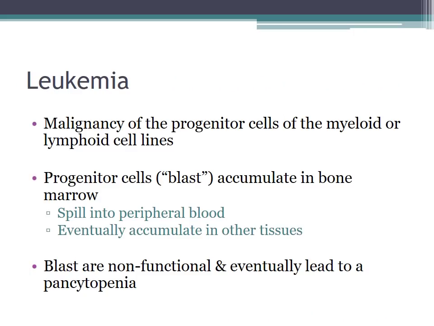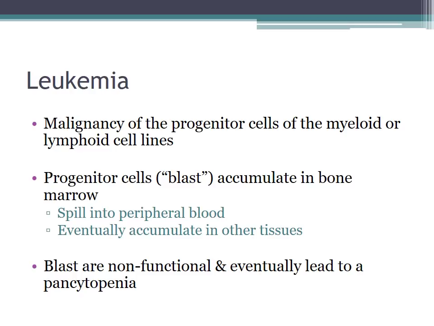So just a reminder from the previous lecture about leukemia. Leukemias are malignancies of the progenitor cells, so these can be myeloid or lymphoid cell lines, so either one of those, and the name will tell you which line it's coming from. And remember that the progenitor cells are the blasts or the immature cells, and when you have a leukemia, they start accumulating in the bone marrow.